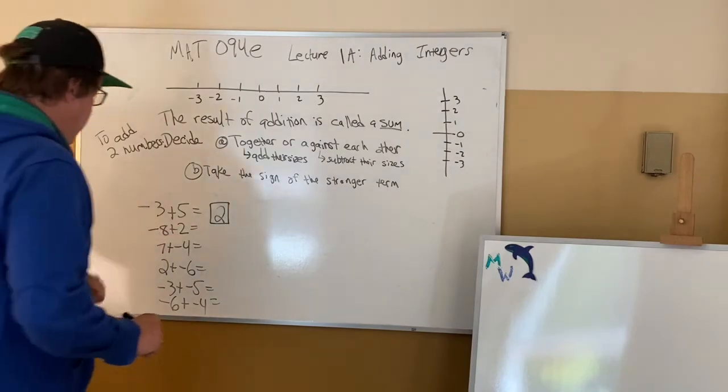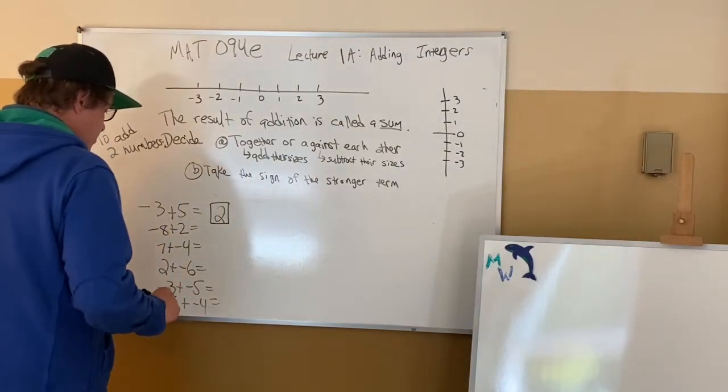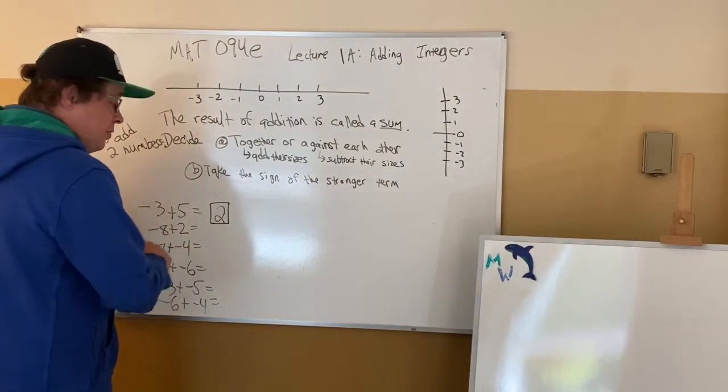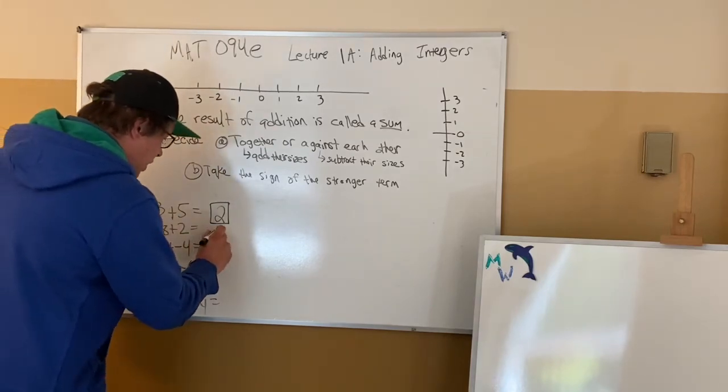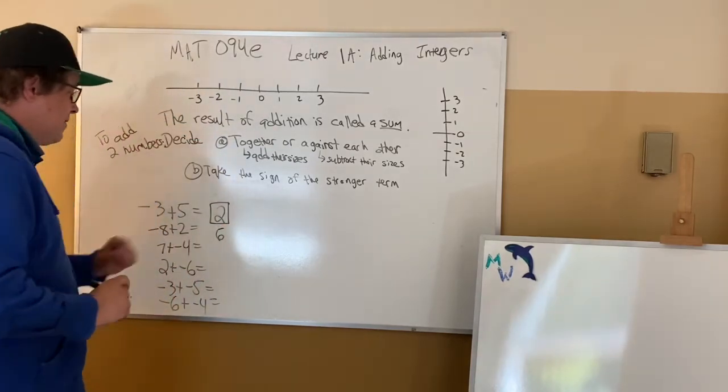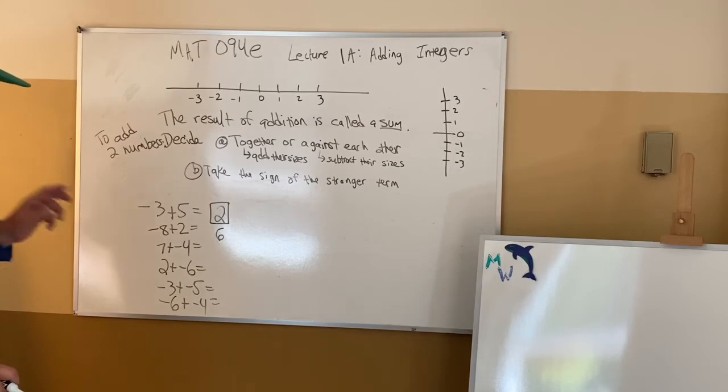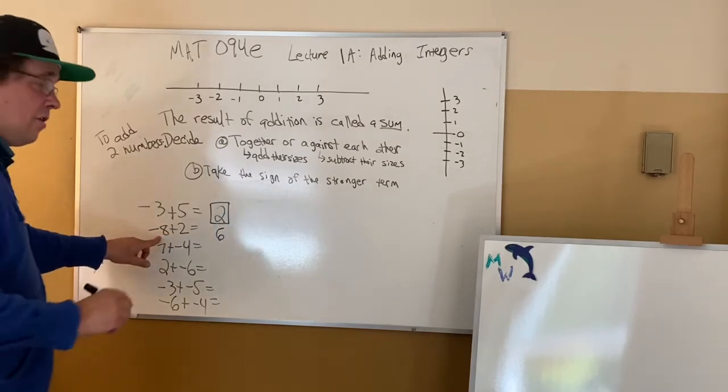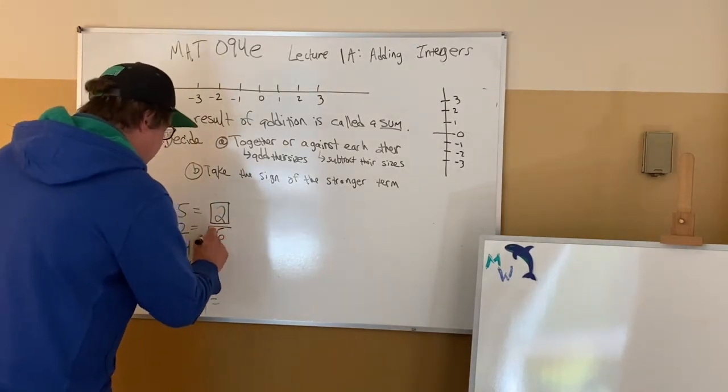Next one, -8 plus 2. So on this one, 8 and 2 have different signs. We subtract. 8 minus 2 gets me a 6. That's the digit of my answer. Now I look at 8 and 2, 8 is stronger, so my 6 is negative like the 8.